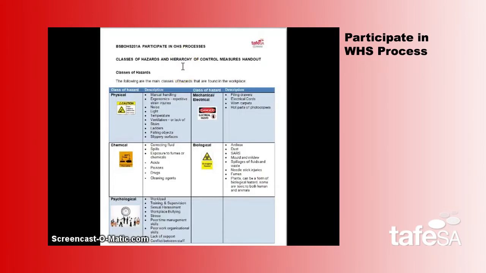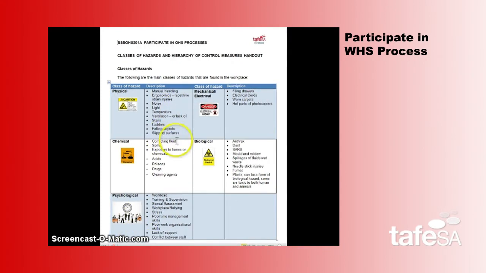There are several classes of hazards and hierarchy of control measures. The classes of hazards include physical, chemical, physiological, mechanical, electrical, or biological. In this instance, the person standing on the stool would be physical. So when we classify this task or hazard, it is a physical hazard. That's because it relates to manual handling and ergonomics, as well as such things as ladders or falling objects.